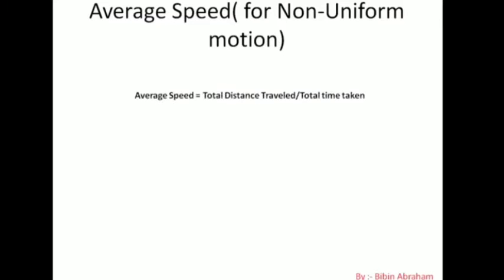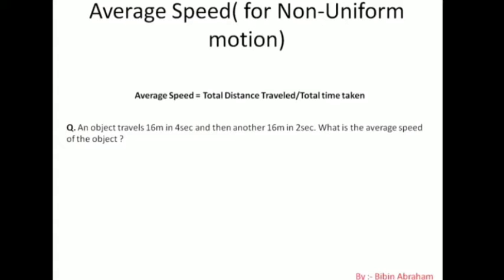Okay, now average speed is used for non-uniform motion. See, when you cannot maintain your uniformity, that means in 1 second you're traveling 2 meter, in another second you're traveling 3 meter, in the next second you're traveling 1 meter, so there is a discontinuity of values. At that particular time we have to take average speed. So for every instant we have to add it, right? So average speed is given as total distance traveled divided by the total time taken for the journey.